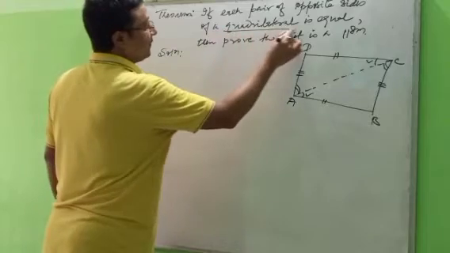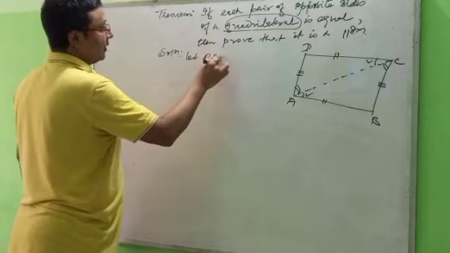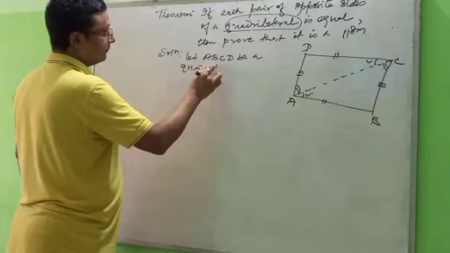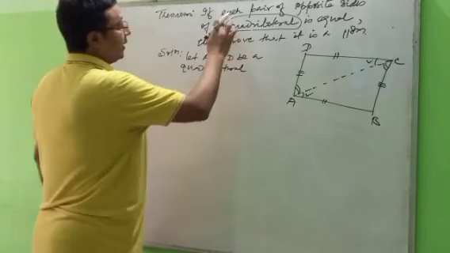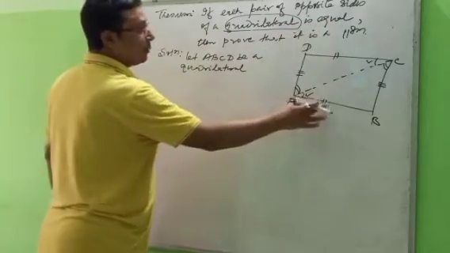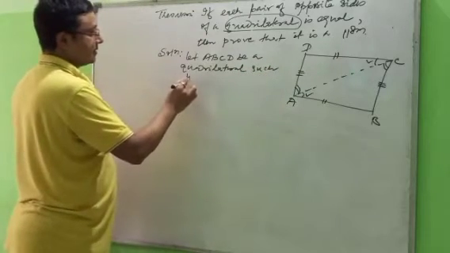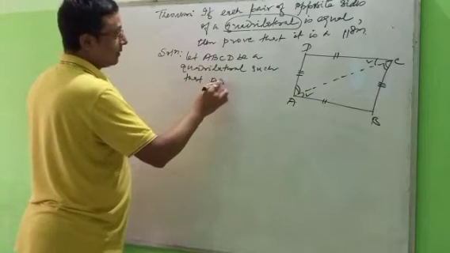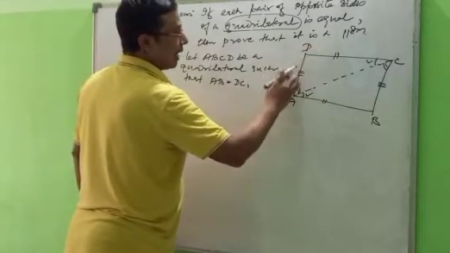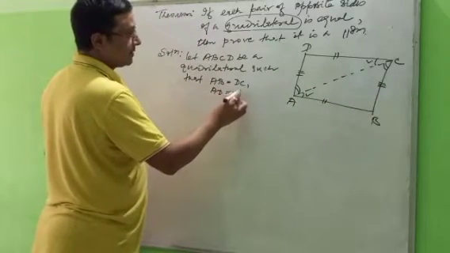Now here they have given that the figure is a quadrilateral. So let ABCD be a quadrilateral. They have given that each pair of opposite sides are equal. So here AB equals DC. This one is given. Then AD equals BC.